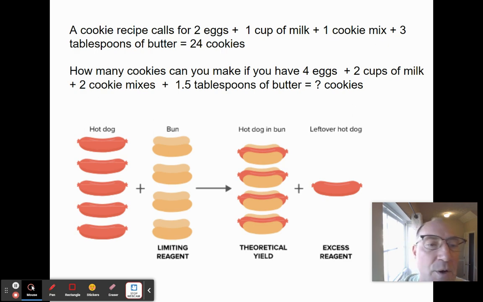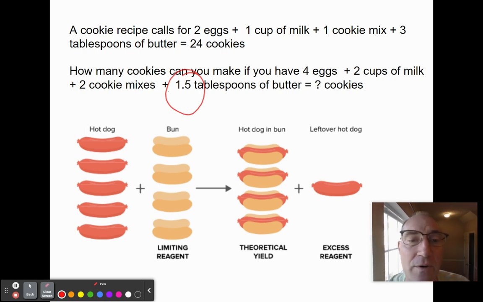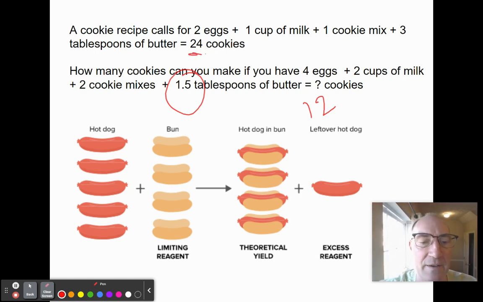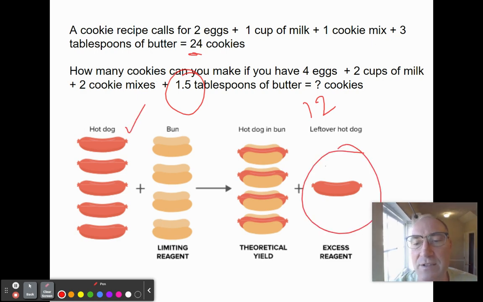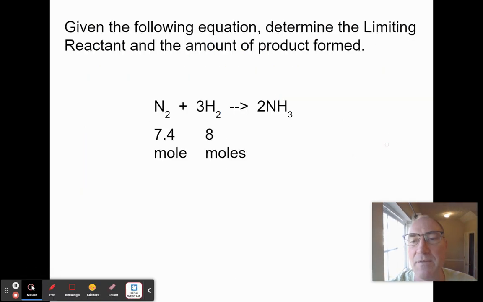See, I have 2 cups of milk and 2 cups of cookie mix. But you can see I'm limited by my butter. I don't have enough butter. So that is my limiting factor. And actually, since I have half as much butter, I can't even make 24. I can only make 12 because the ratio stays true. Okay, think of it this way. If you have 5 hot dogs and only 4 buns, you can only make 4 total hot dogs. You have an excess of hot dogs. Okay. So that is the essence of what limiting factors are.